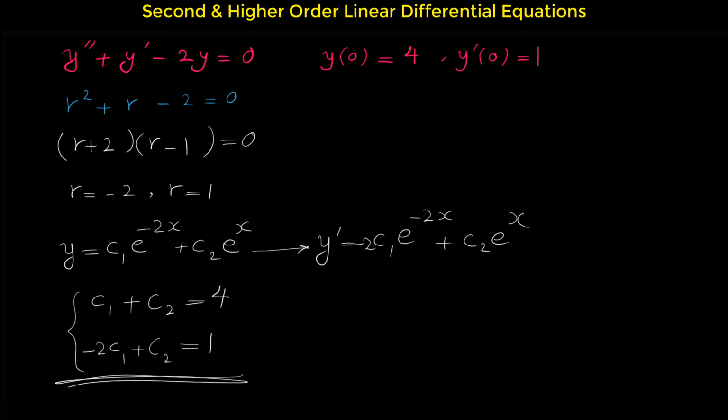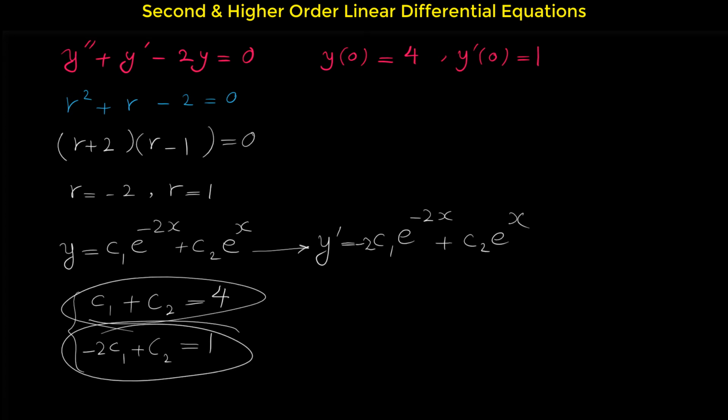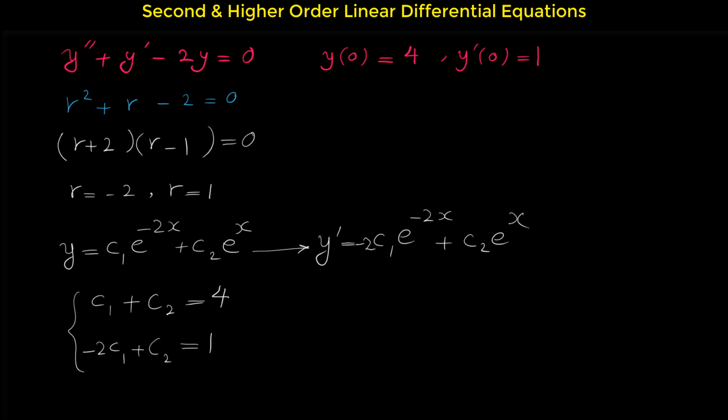Now we have a system of equations. Two equations with two unknowns. C sub 1 and c sub 2 are unknowns. You can use different techniques for solving this system of equations: elimination method, substitution method, and other methods. It's up to you which method you prefer. Here, I use the elimination method.